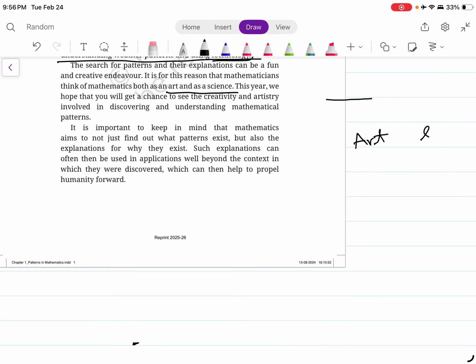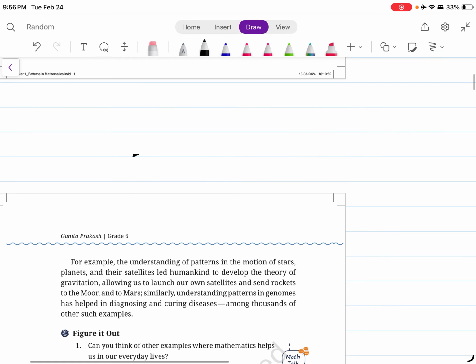and understanding mathematical patterns. It is important to keep in mind that mathematics aims not just to find what patterns exist, but also the explanation of why they exist. Such explanations can often be used in applications well beyond the context in which we discovered them, which can help to propel humanity forward.